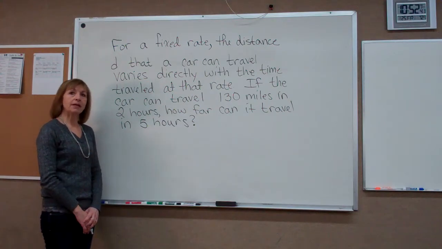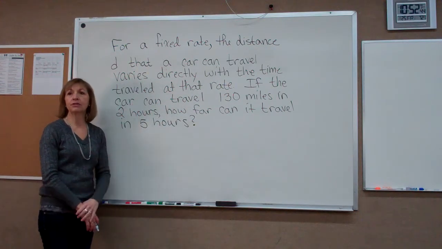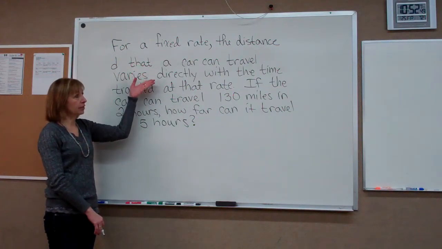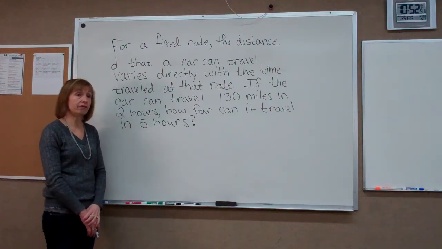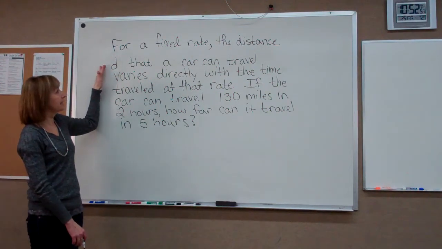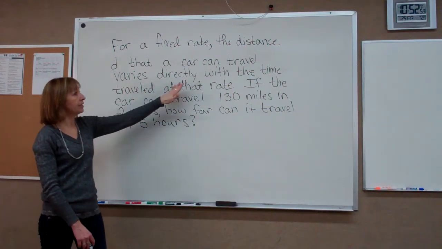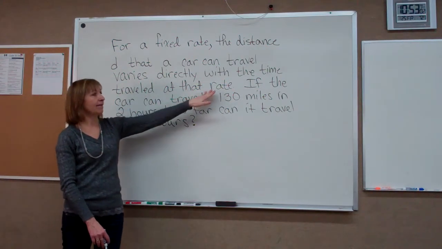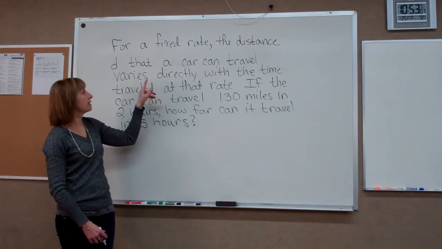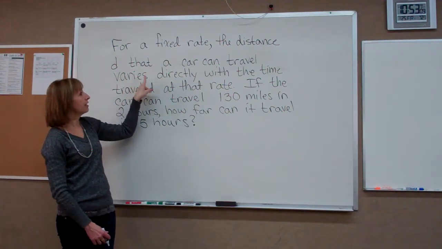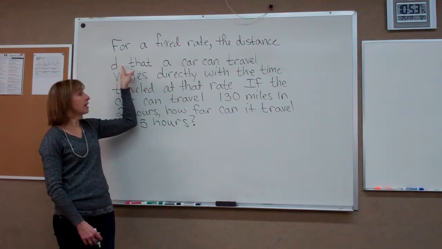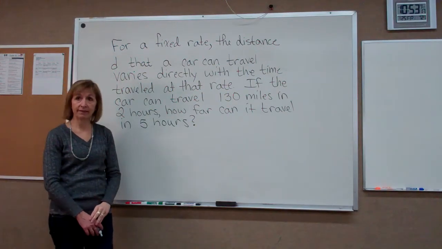Let's now look at a problem in which they set up a process using our variation ideas, and they want us to actually go through and solve an application problem with the variation. So this problem starts out by saying, for a fixed rate, the distance d that a car can travel varies directly with the time traveled at that rate. So within this first sentence, we have a direct variation set up between the distance traveled and the time traveled at that rate.